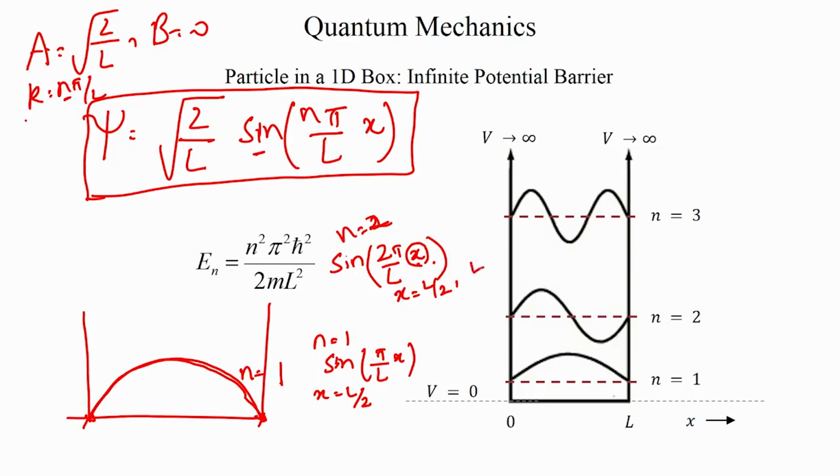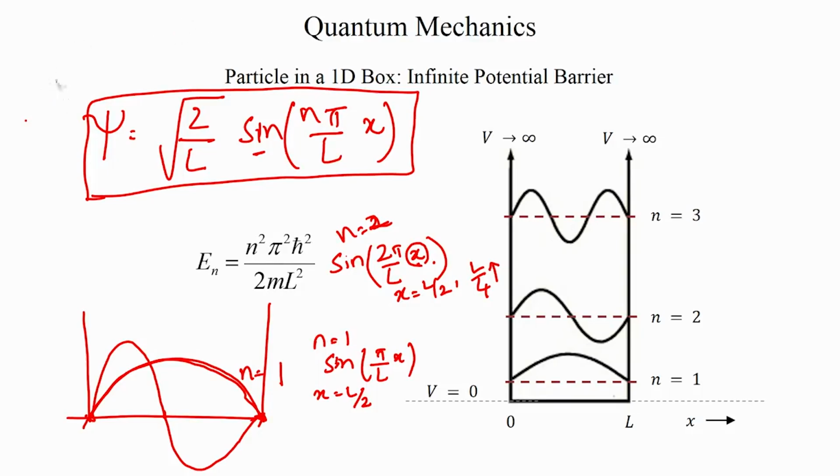But at x equal to L by 4, the amplitude is the highest. So you find that the wave function at n equal to 2 takes a shape of this kind, and you can continue drawing this for n equal to 3, 4, 5, etc. So this is my wave function. So that's the first point to note, that the wave function is sinusoidal inside this box.